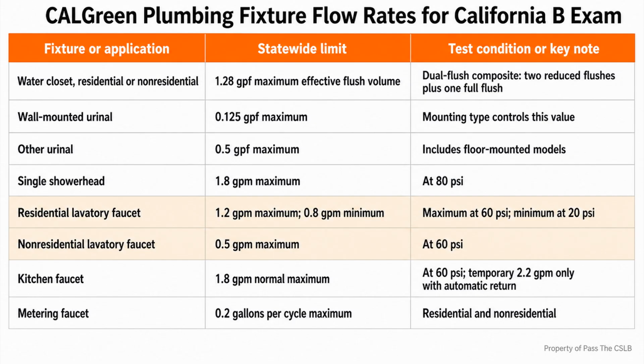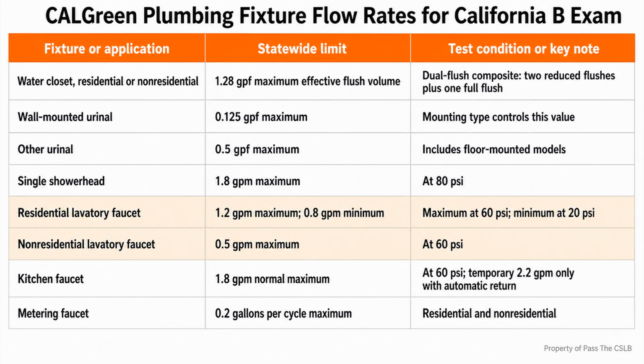The common mistake is to hear the word lavatory and remember only one faucet number. I attach the location to the number. Residential dwelling lavatory, 1.2. Non-residential lavatory, 0.5. In a residential development, a public or common use restroom may be governed by the non-residential value for that location, so I do not order every bathroom faucet from the dwelling unit schedule.